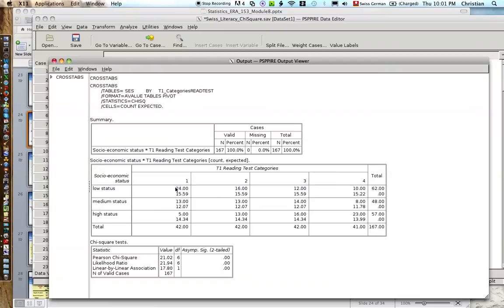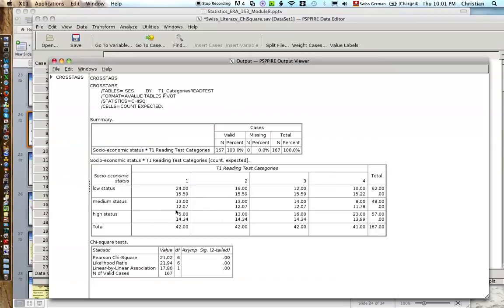We would expect about 15 in each category here. So we see there's the low status, we expected 15, but we observed 24. For the second category we expected about 16, and we observed 16. In the third category we observed 12, but we expected 16, so we're a little bit below here. And in the highest one we observed 10, but we expected 15. So you could see that in the low status we actually observe more people than expected in the lowest category, and fewer people than expected in the highest category.